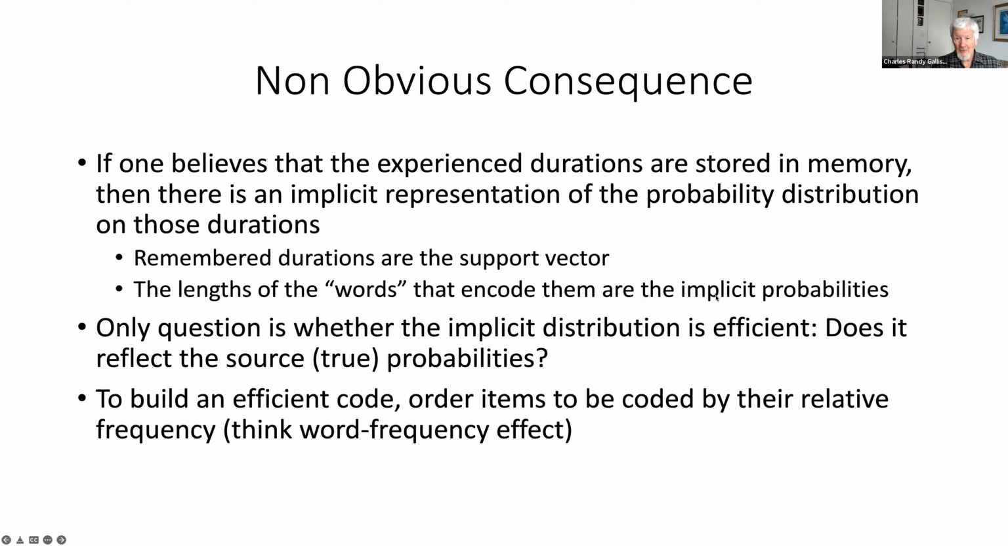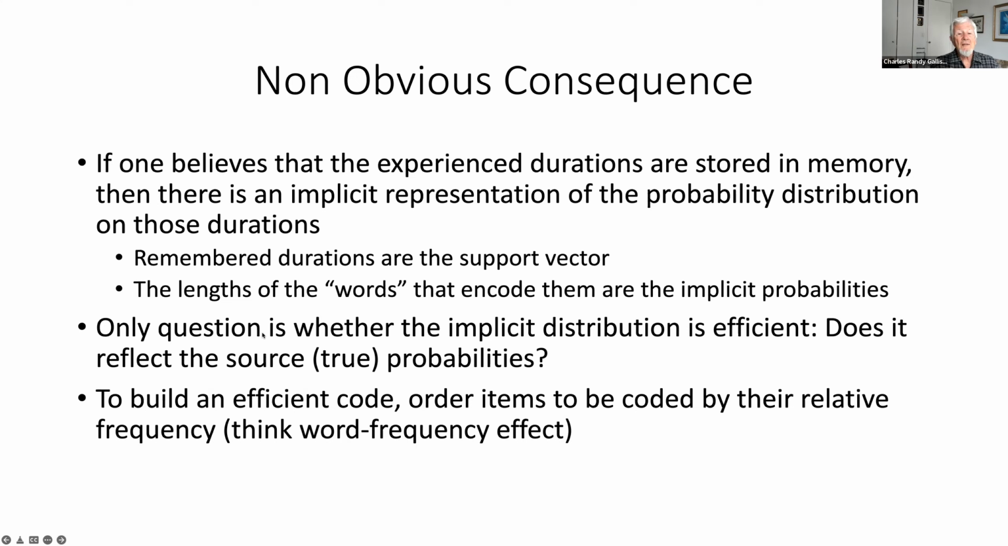So the question is not whether there is a representation of the probabilities. There must be. If these things are stored or transmitted, there is always an implicit representation of the probabilities. The only question is whether the representation is efficient or not. And what Shannon's coding theorem tells us is that it's efficient just in case the physical resources employed reflect the true probabilities of what's being coded out there in the world, the source statistics.